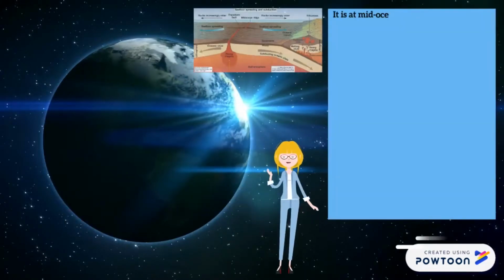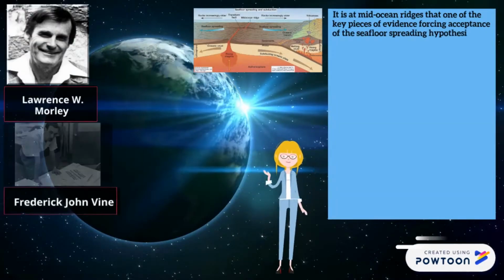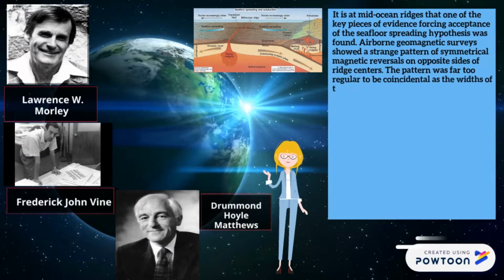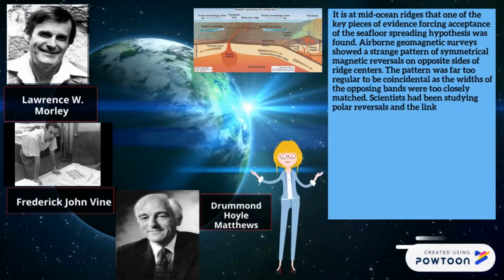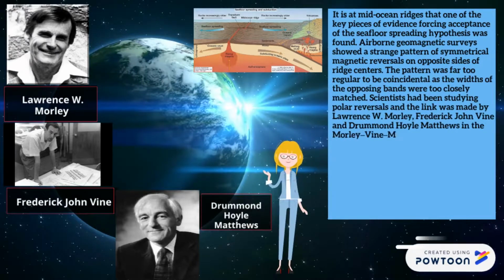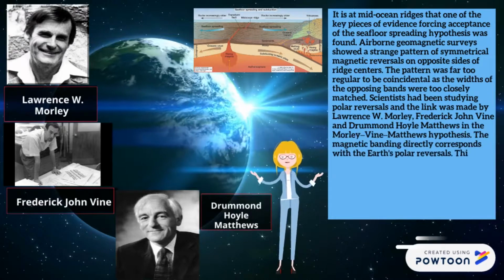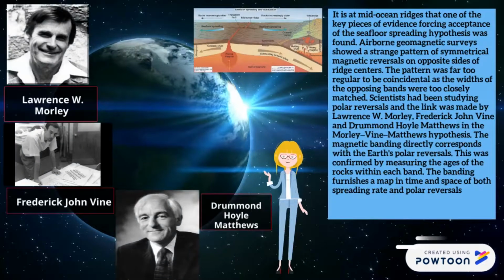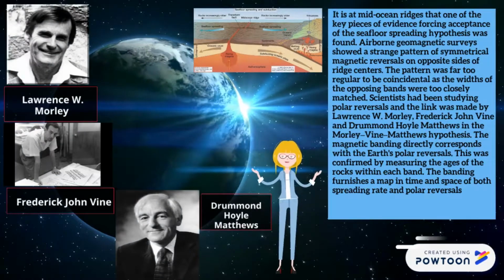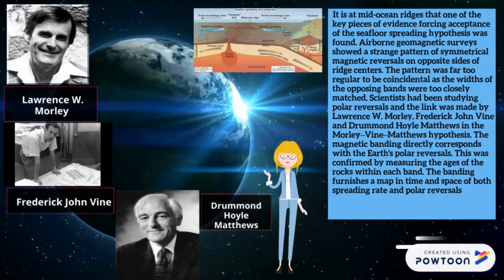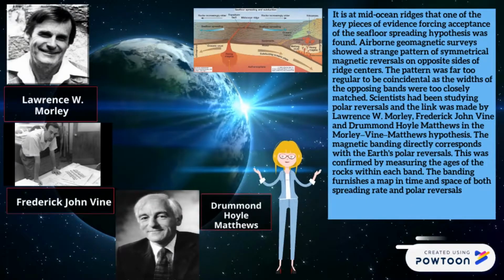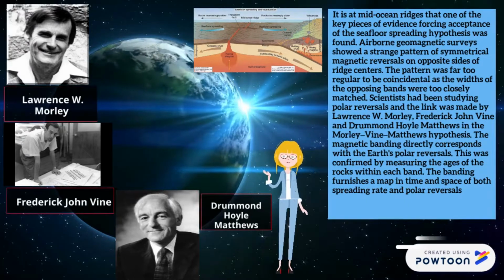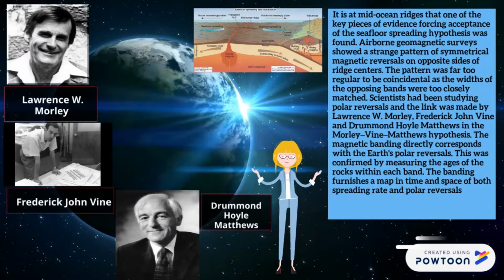It is at mid-ocean ridges that one of the key pieces of evidence forcing acceptance of the seafloor spreading hypothesis was found. Airborne geomagnetic surveys showed a strange pattern of symmetrical magnetic reversals on opposite sides of the ridge centers. The pattern was far too regular to be coincidental, as the widths of the opposing bands were too closely matched. Scientists had been studying polar reversals, and the link was made by Lawrence W. Morley, Frederick John Vine, and Drummond Hole Matthews in the Morley-Vine-Matthews hypothesis.